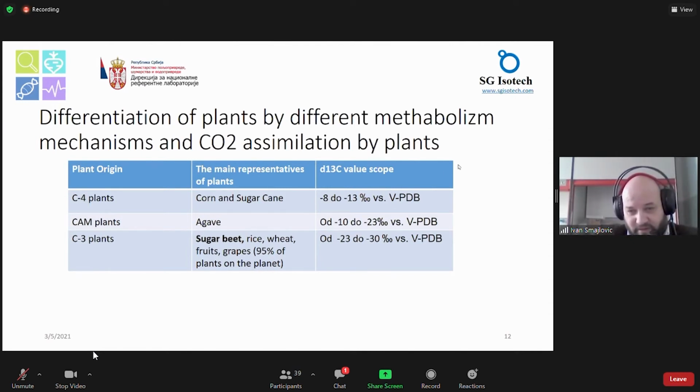This VPDB reference material does not exist anymore. Only the value exists, already calculated electronically in the software of IRMS systems. Why? Because VPDB was actually a sample of a meteorite which fell down on Earth, and they said, okay, we will take this meteorite as a reference material. It is long gone, they don't have it anymore, but they have the value, and they integrated this value, and they say VPDB is the reference material, and we will calculate all values, all samples, wherever you run IRMS analysis, according to this, so that you can get reproducible results.